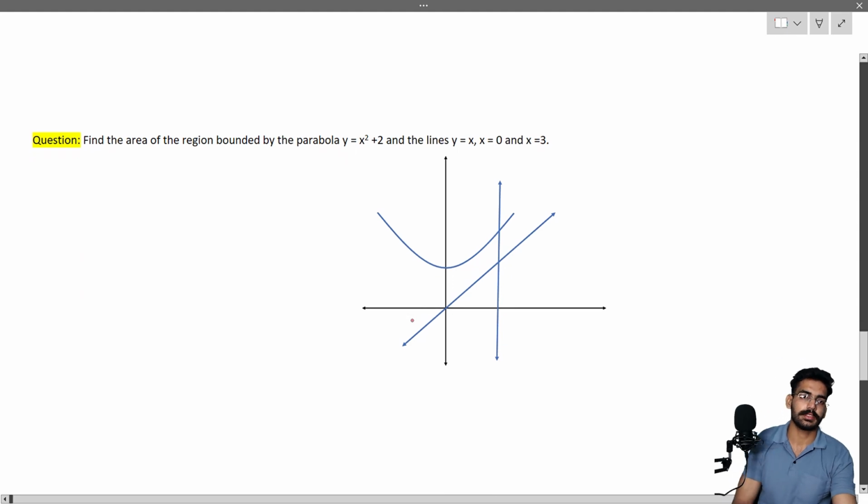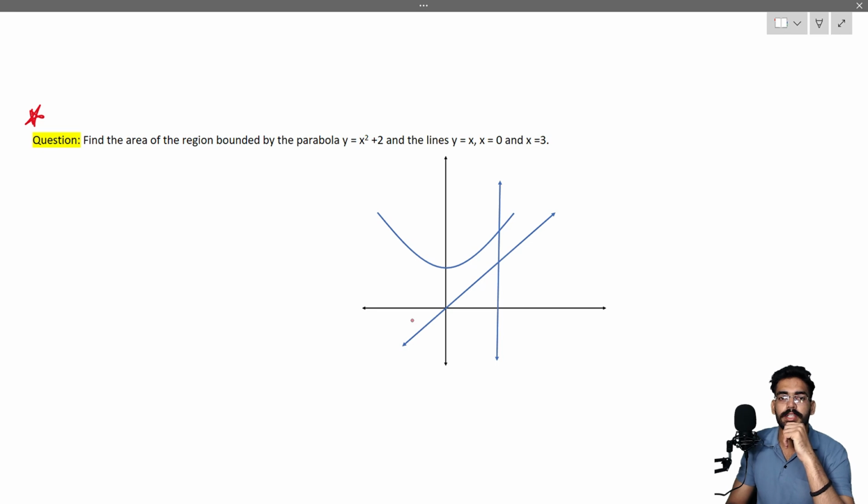This is a very important question, a very good question. What is it saying? Find the area of the region bounded by the parabola y equal to x square plus 2 and the line y equal to x and x equal to 0 and x equal to 3. So x equal to 0 is basically the y-axis. This is your parabola y equal to x square plus 2. What he wants is this red shaded area. This is x equal to 3, and this is x equal to 0.